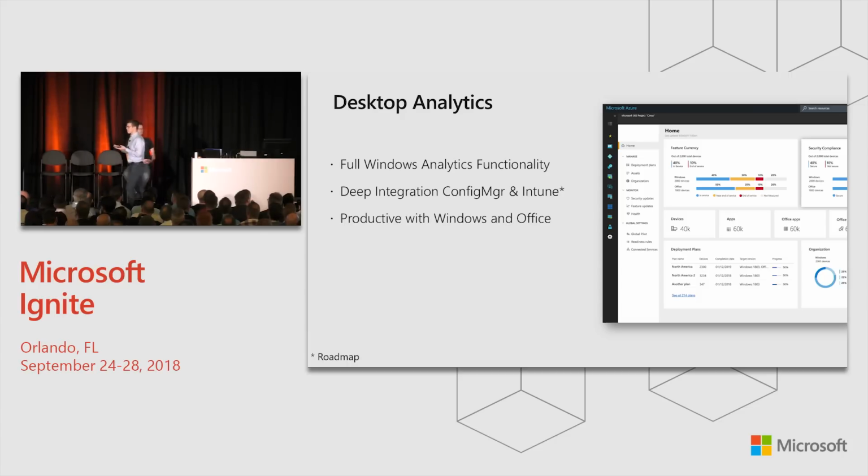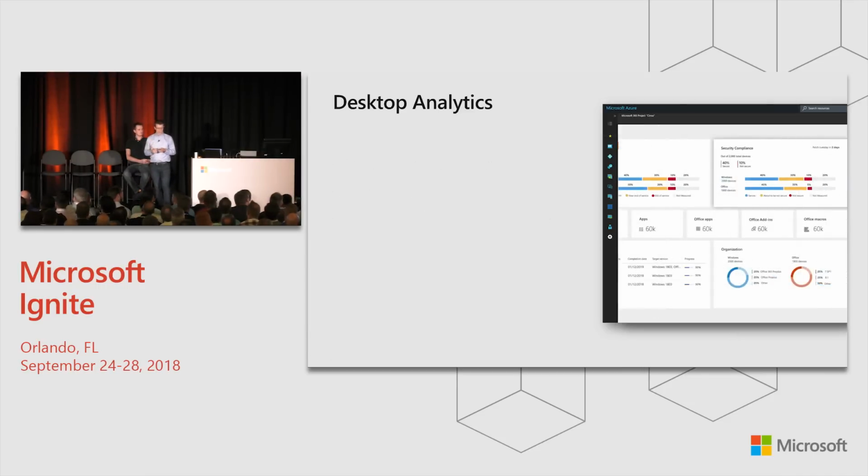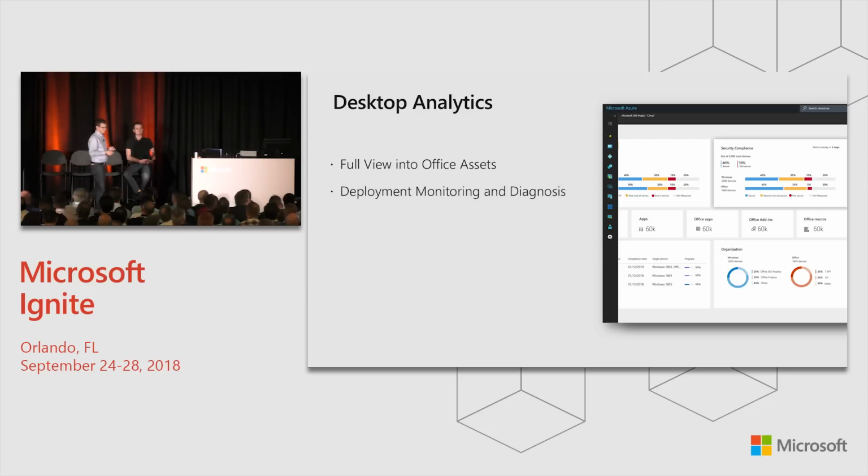And it will be not only for Windows, but for Office as well. So you can choose whether you want to do an upgrade of just Windows, just Office, or if you want to do both at the same time, which is something that we've heard that many customers will do in a single task sequence, for example. So you pick which products you want to upgrade, and you get full view into Office assets, inclusive of macros, add-ins, applications themselves, and the different components of the Office suite.